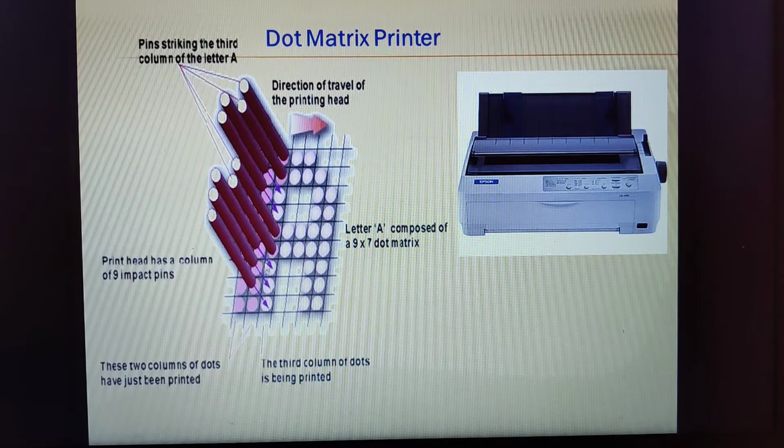So they will closely place these dots. We feel that the letter is printed as a line, but no. They place those dots so closely that we feel it is a continuous line actually. I hope you are able to understand. So these dot matrix printers print by placing the dots very closely, and the print head will move across the entire line. Therefore, the dot matrix printer is considered a serial printer.